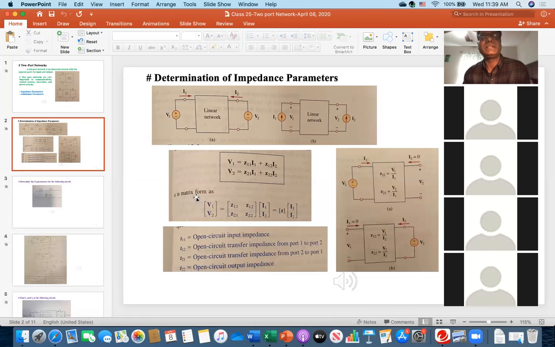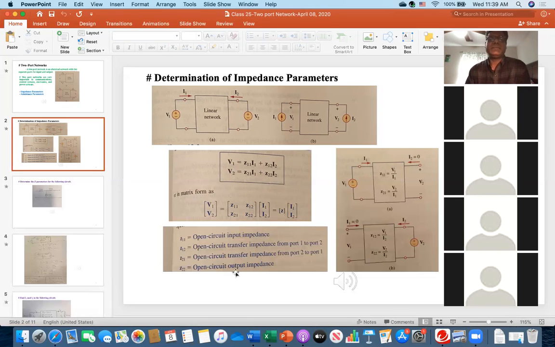So in the matrix form, you could write like left side V1 and V2, and then as you can see how I have organized it. So I1, I2, and then the remaining, this is the impedance matrix or the Z matrix. So briefly, you could say Z matrix multiplied by I1 and I2.